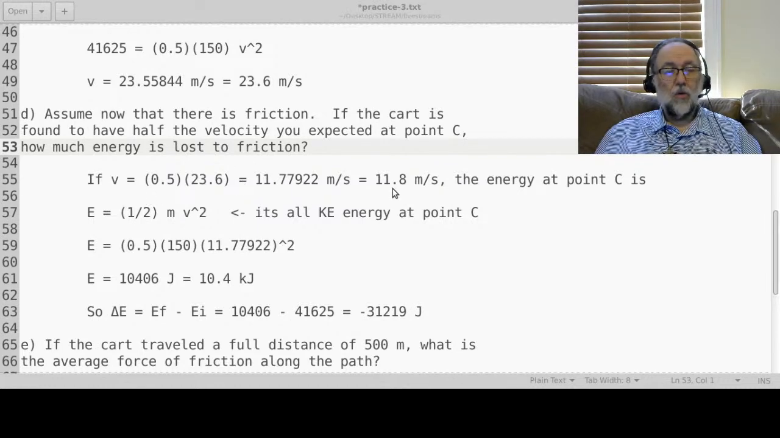Okay. So you do the experiment and you find that you get only half of the velocity down there, and you go, well, okay, so how much energy was lost to friction, lost to heat because of friction?